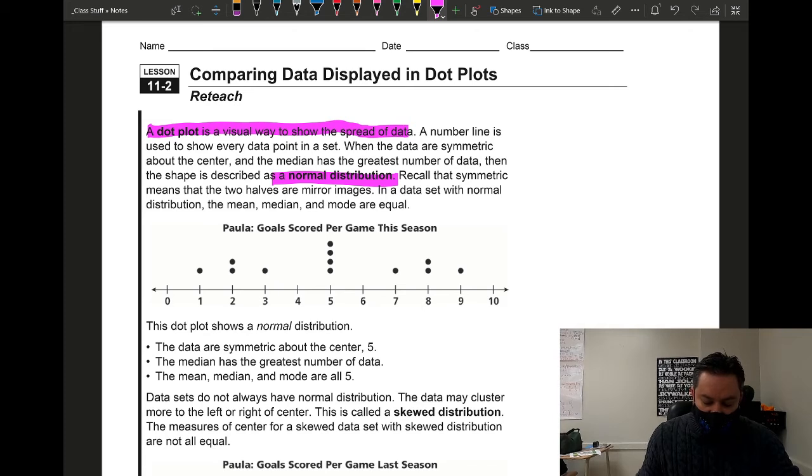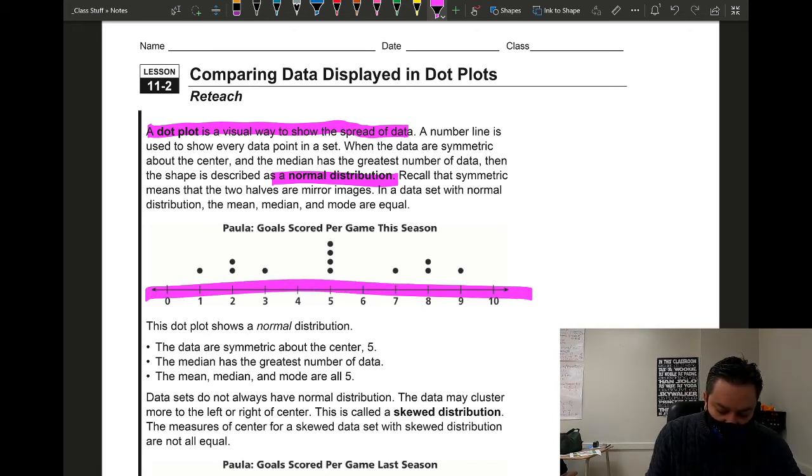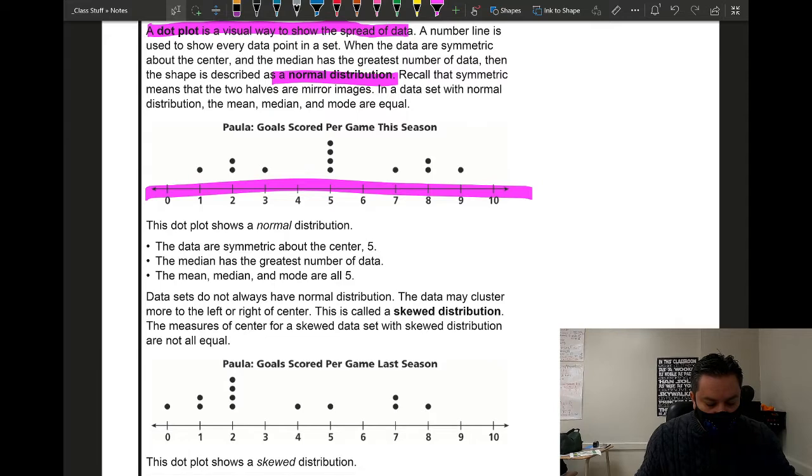Okay? And this right here is going to be an example of normal distribution. If you look at the middle, it will be the number 5. If it was on a piece of paper and you fold it, all the dots will line up with each other on the other side, like a mirror image. That's a normal distribution. And then it says, this dot plot has a normal distribution.